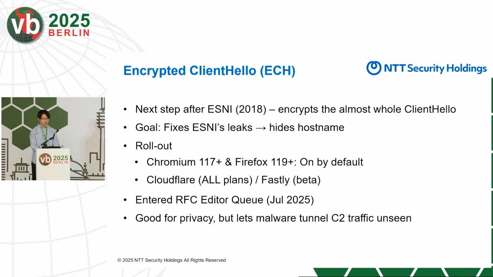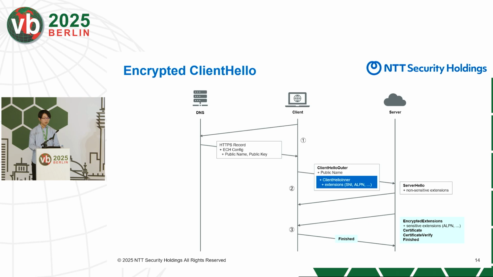For normal users, this is great. The hostnames stay private. For defenders, however, the easy hostname signals disappear, and ECHidna abuses that blind spot. Let's follow the diagram and watch the ECH handshake step by step. In this example, we assume the targeted domain is served through Cloudflare with ECH enabled.